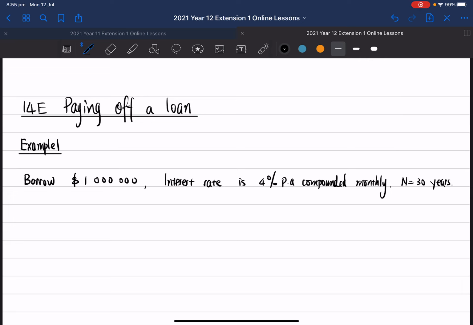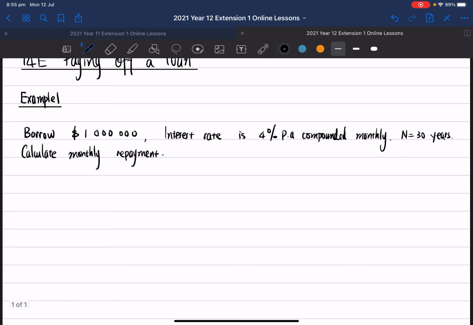All right, and the question is you need to be able to calculate how much is my monthly repayment. Okay, calculate monthly repayment. All right, so here's the question. A very typical loan repayment question here. All right, so how would you do this question?